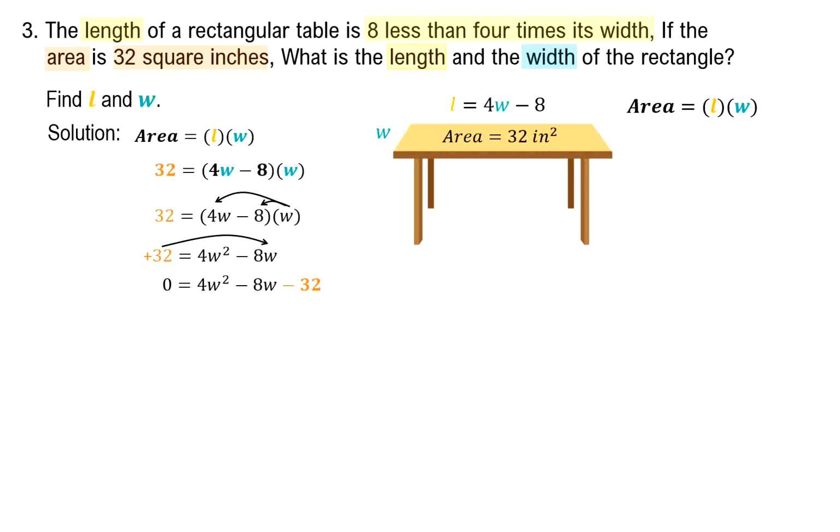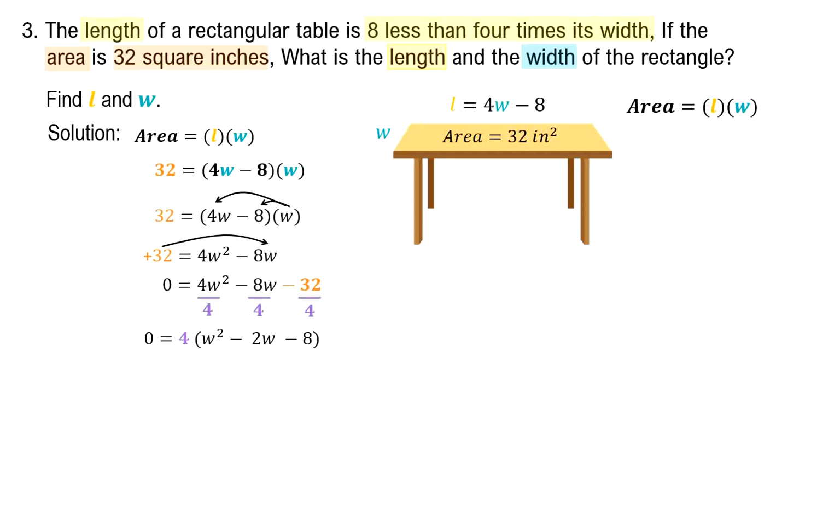Ngayon, tingnan natin, pwede ba natin silang i-factor? So, ngayon, think of a number na pwede nating i-divide sa 4, 8 at 32. So, kung ang naiisip nyo is 4, yes, pwede nating i-divide sila by 4. So, that would be our first factor. Now, to find yung second factor, we simply have to divide each term by 4.